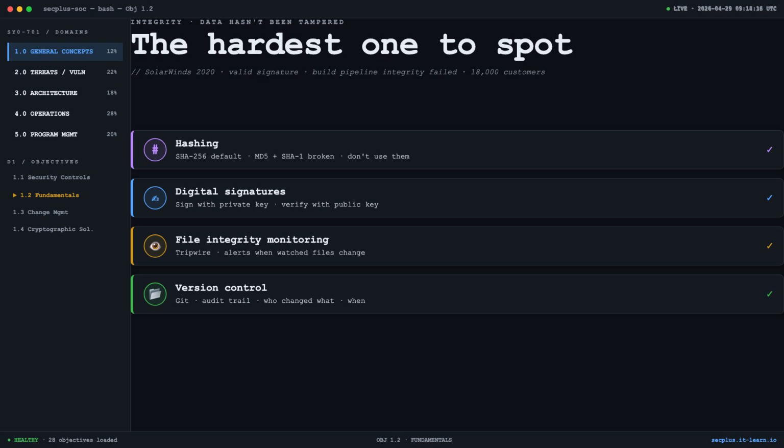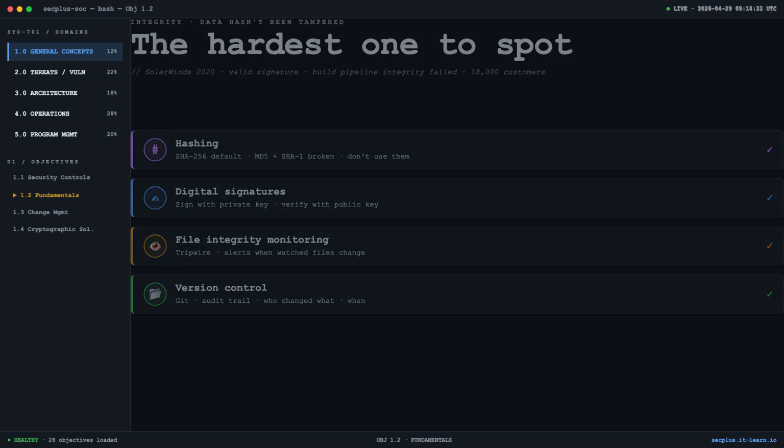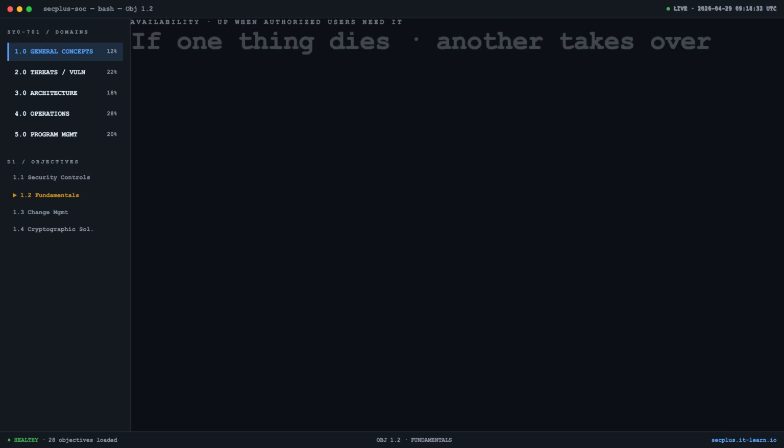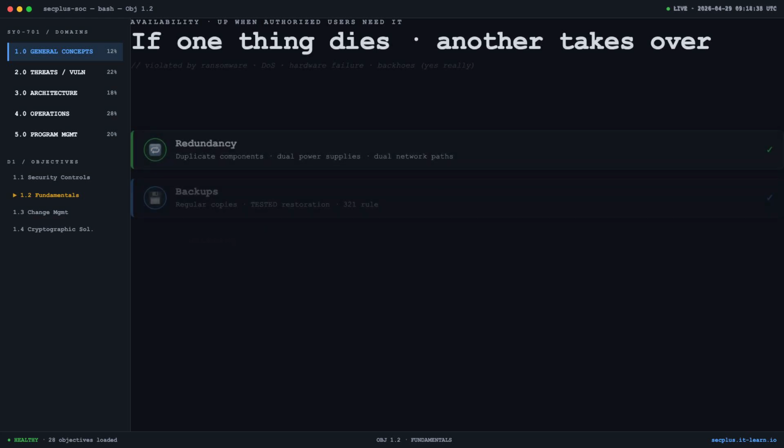Availability is the one that gets ignored until ransomware shows up. Availability is the authorized user can get to the data when they need it. Controls: redundancy, backups, clustering, load balancing, UPS, disaster recovery plans, business continuity plans, anything that says if one thing dies, another thing takes over. Redundancy is duplicate components, power supplies, network paths.